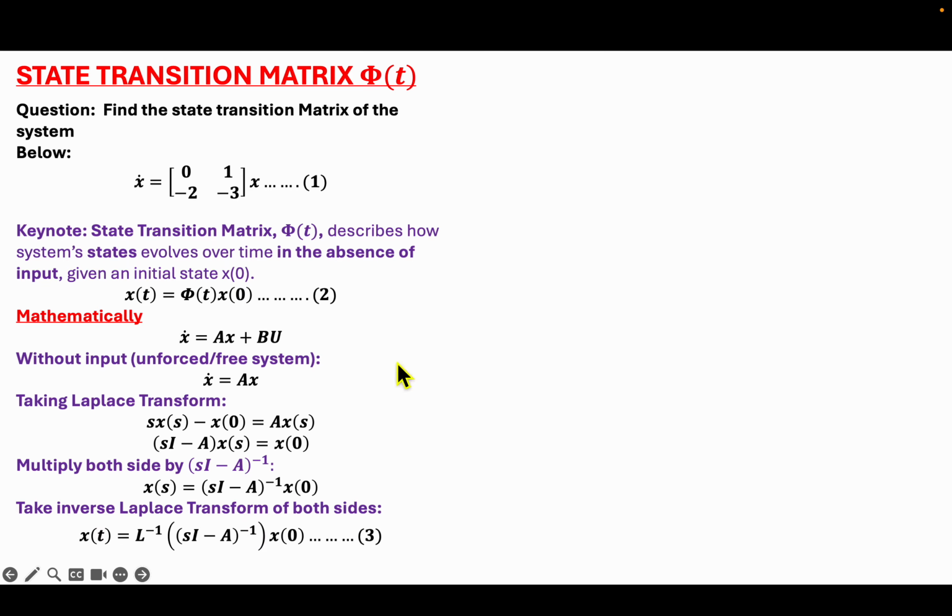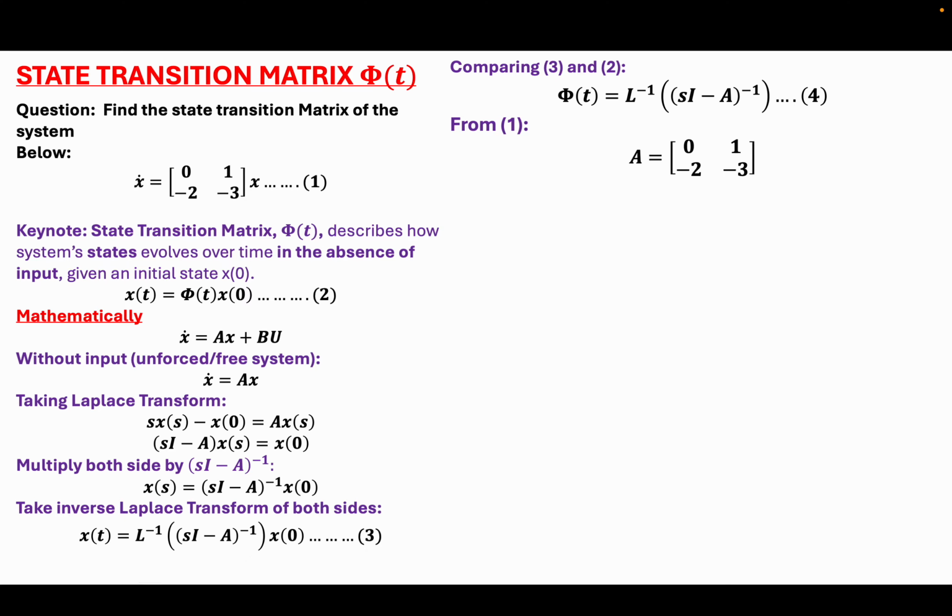Then taking the inverse Laplace transform, that is converting it back into time domain, I will have s of t is just Laplace inverse of si minus a inverse s of naught. So comparing 3 and 2, that is this equation and this equation, it is clear that my pi of t is just Laplace inverse of si minus a inverse. So in order to find the state transition matrix pi of t, I need to know my a. So from 1, this is the matrix that represents a.